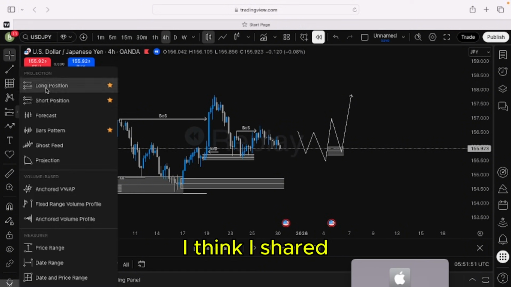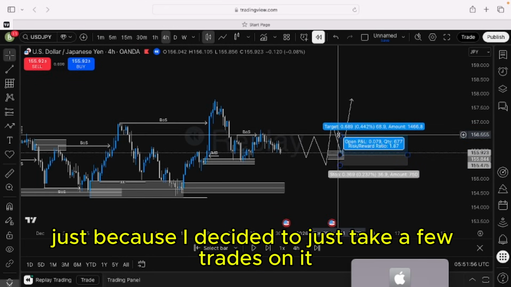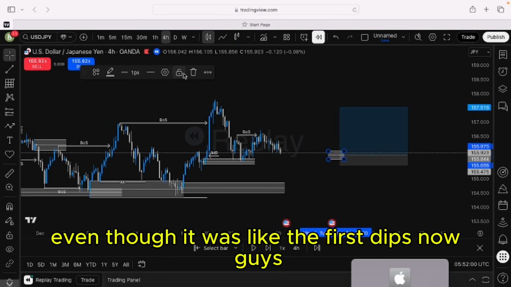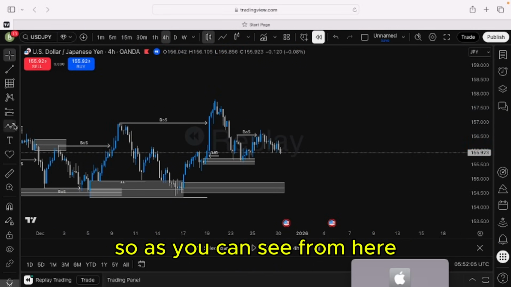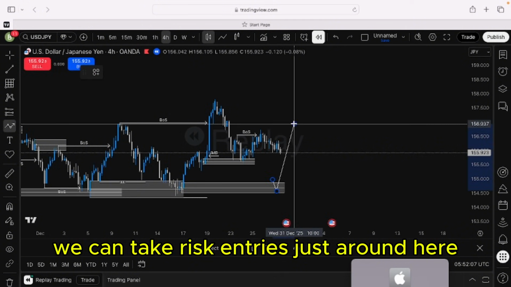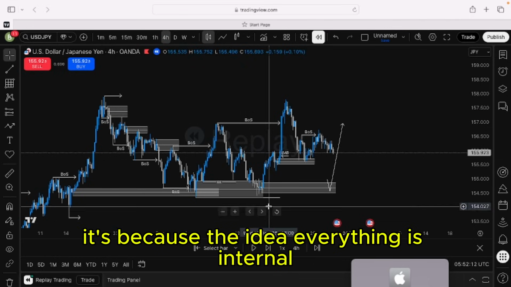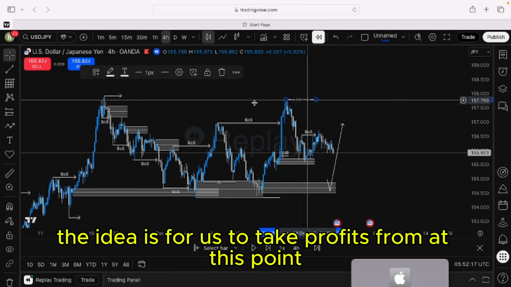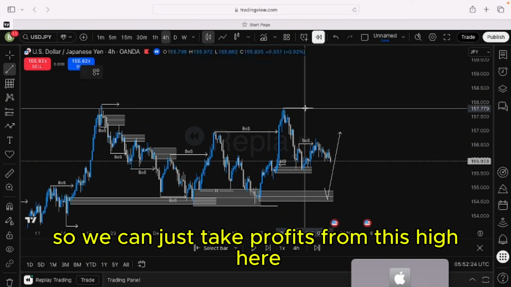And then I think I shared the positions that I had on the free group, just because I decided to take a few trades on it, even though it was the first tips. But we are way past that. Now we are back to work. So as you can see from here, we can take risk entries just around here so that we can take out the previous high, because the idea is everything is internal. The idea is for us to take profits from this point and this point here, and it seems like they align, so we can just take profits from this high here.